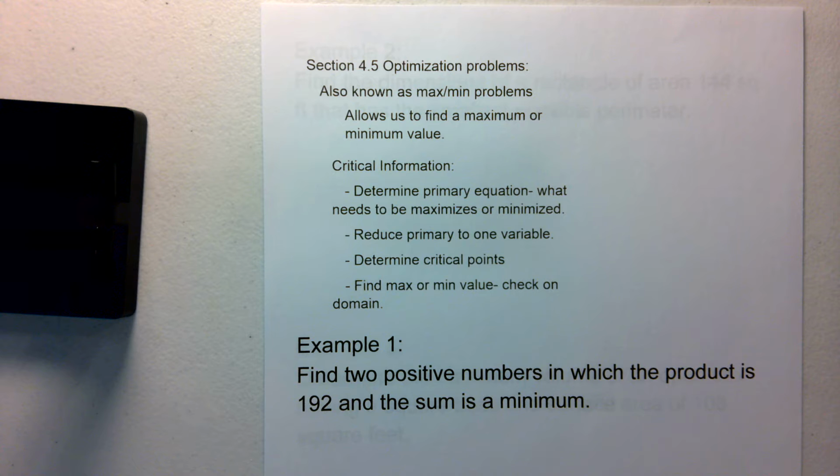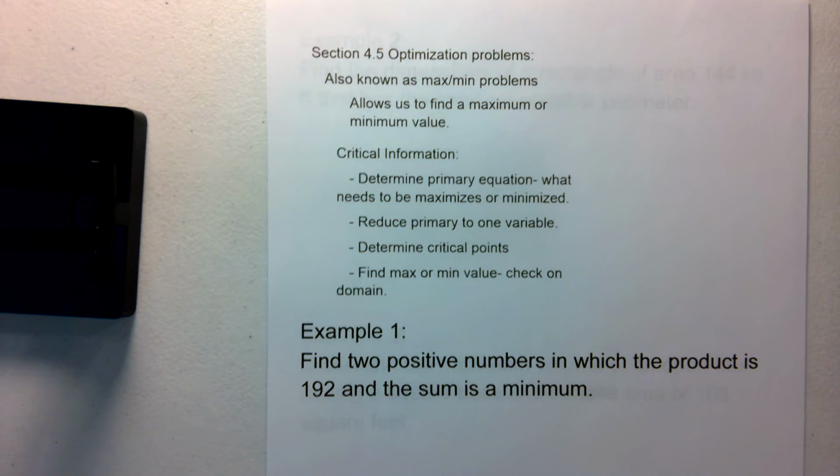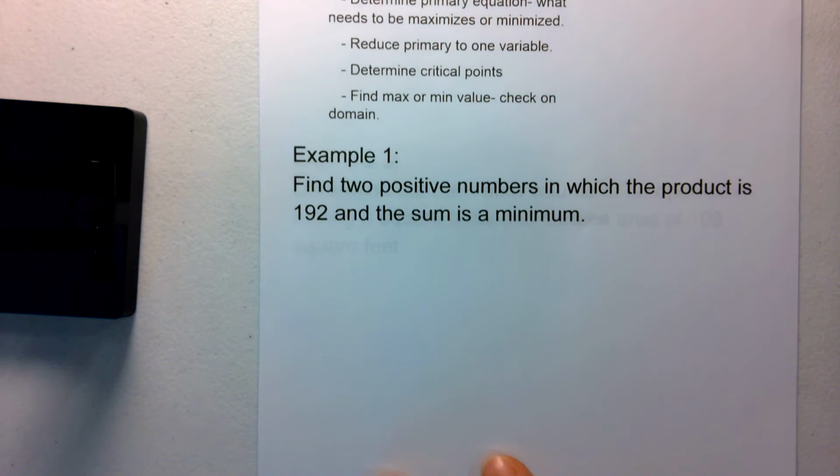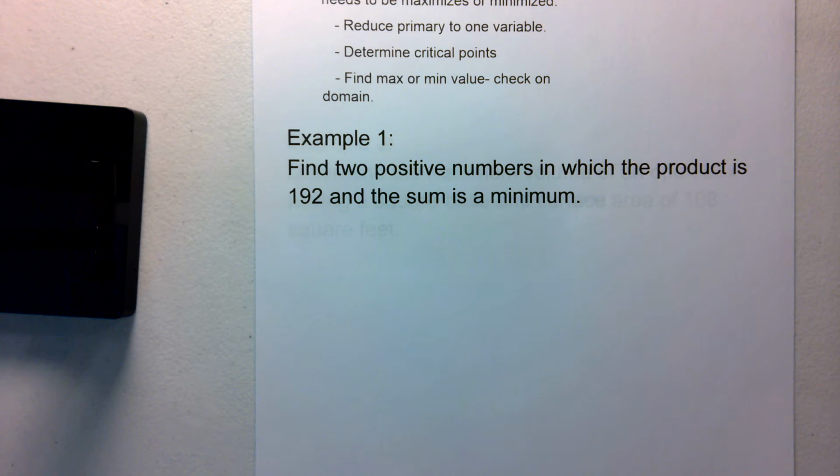Critical information: we are going to be given, or we're going to have, two equations normally, and we want to eliminate one of our variables to get it down into one equation, one variable. We'll determine our critical points. Remember, critical points are going to come from setting the derivative equal to 0. And then we're going to double check to make sure that our values are within the domain that we're working with.